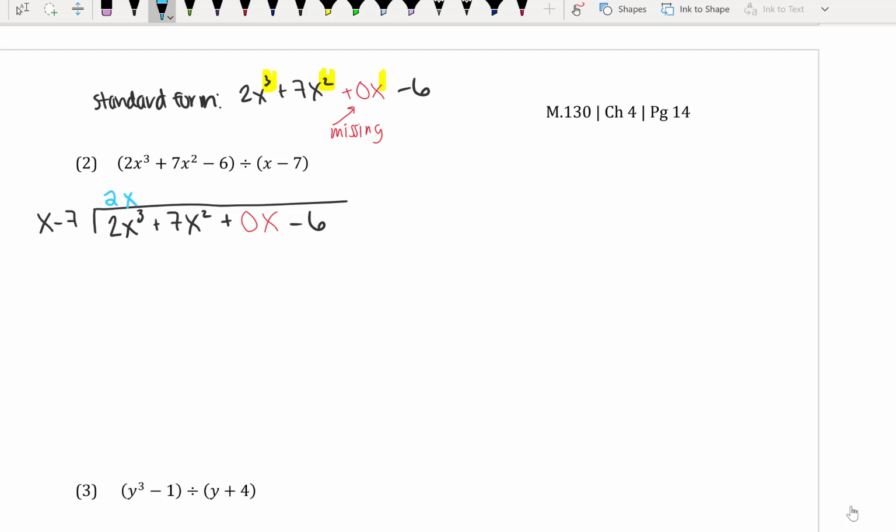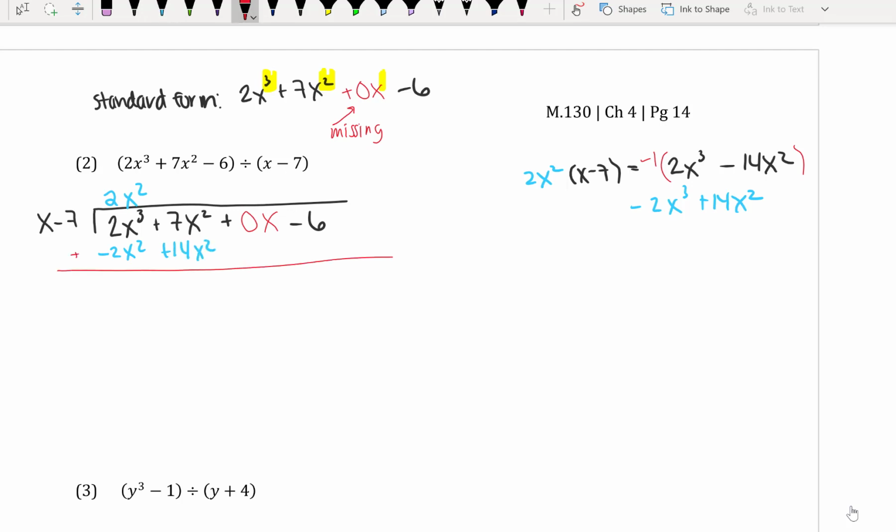So for the first term, I am dividing. So I'm going to have a 2x squared. So over to the side, 2x squared times my x minus 7. Let's see what I get. Well, when I multiply, I get a 2x cubed minus a 14x squared. But since subtracting is the same thing as multiplying by a negative 1, I really end up getting a negative 2x cubed plus a 14x squared.